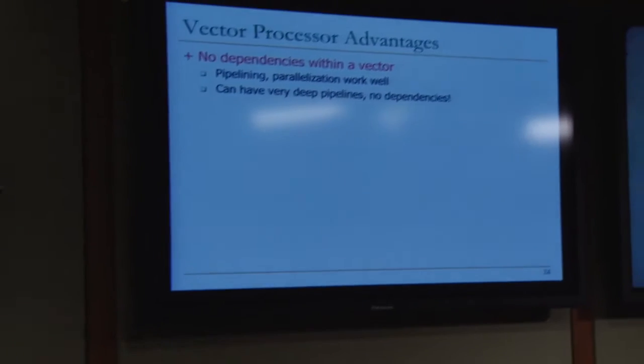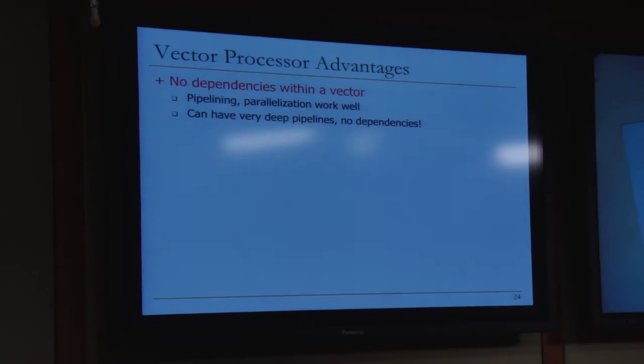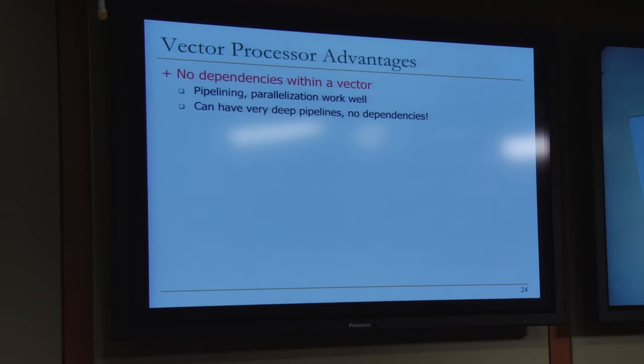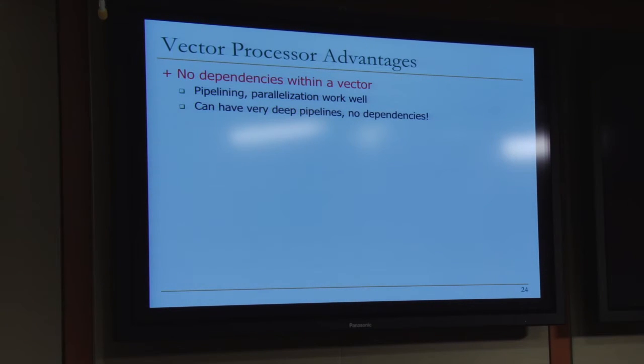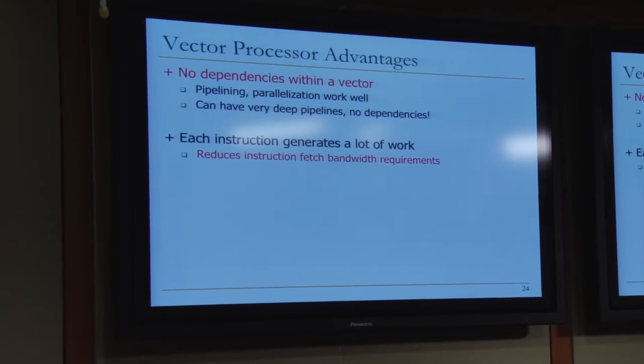Now you know the high-level concept, right? The key advantage is because you have no dependencies within a vector, you can actually do very deep pipelining. You can actually do very good parallelization. And GPUs exploit this nicely too. The second, which one is more important depends on your taste: each instruction generates a lot of work. You don't need to fetch and decode 1,000 different instructions for doing the same operation on multiple pieces of data. So this actually increases your energy efficiency, and reduces instruction fetch bandwidth requirements also.